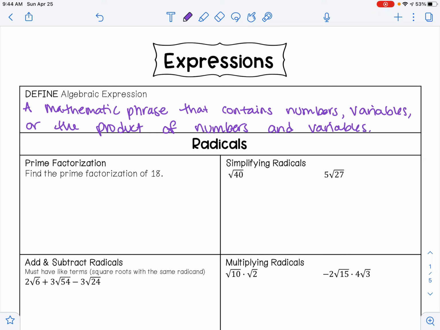The biggest thing to remember about expressions is that there are no equal signs. If you have an equal sign, then you have an equation. Here, there are no symbols like that with equals or inequalities, because if you had an equal sign, that would be an equation, and if you had an inequality symbol, then you would have an inequality.